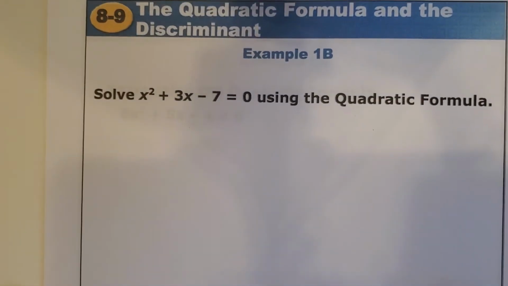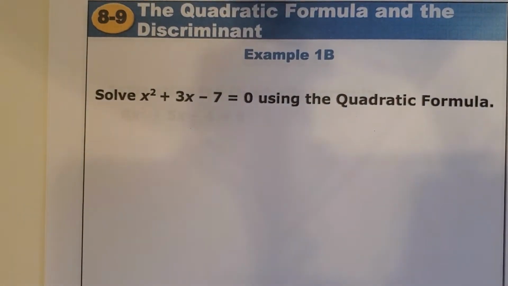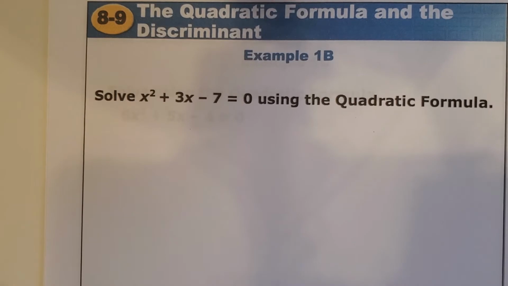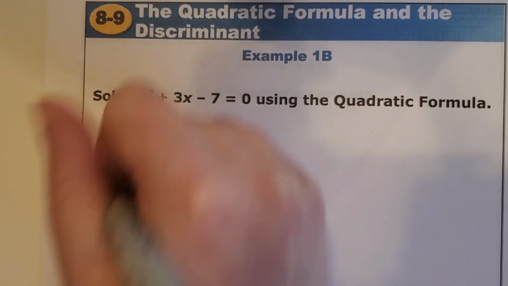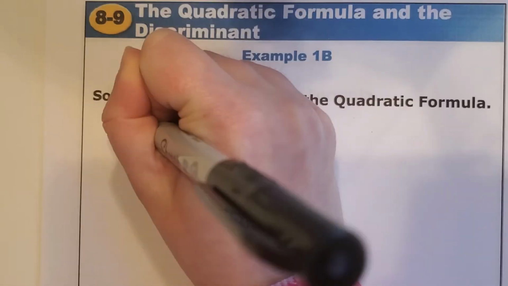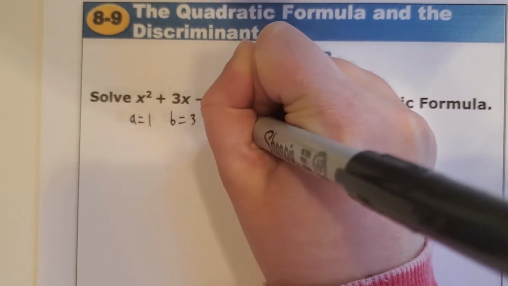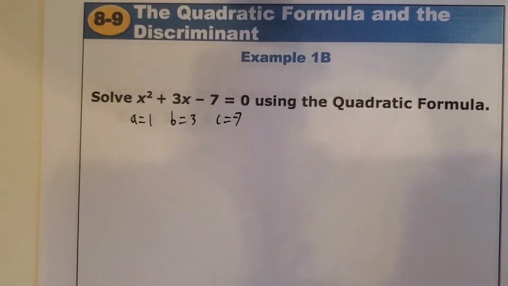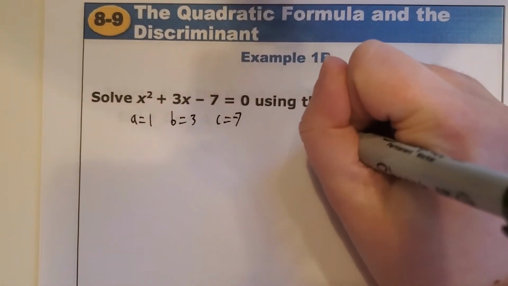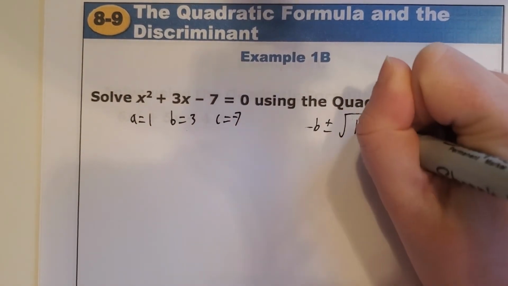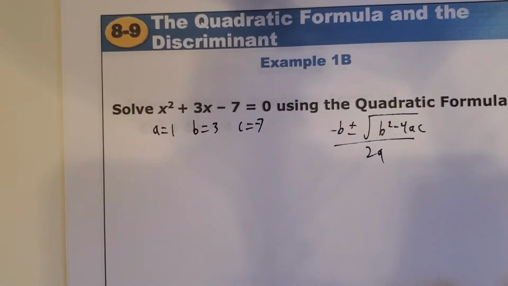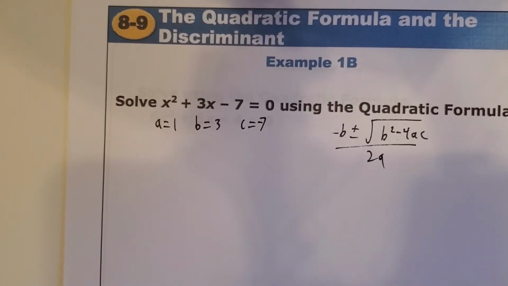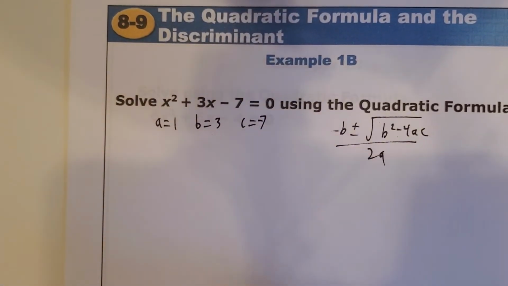And I'm going to do this one too, just because I think that some weird things are going to happen. All right? So let's see. A is 1, B is 3, and C is negative 7. So if this is the quadratic formula, we're just going to plug everything in again, all right?